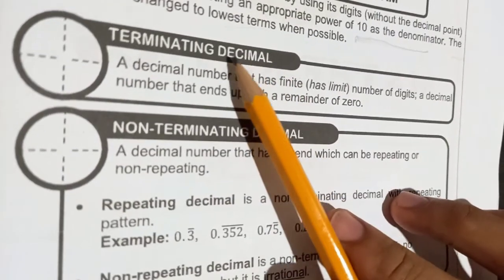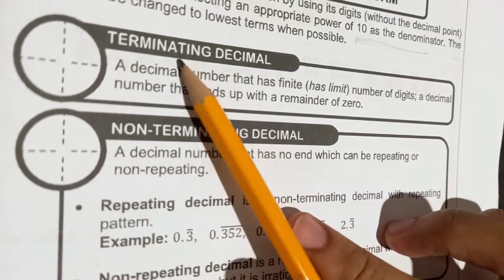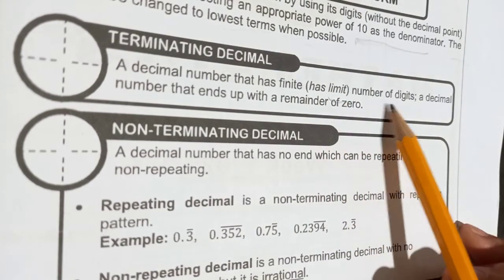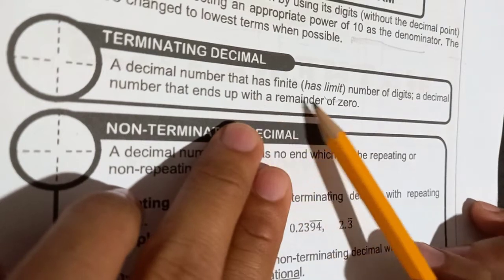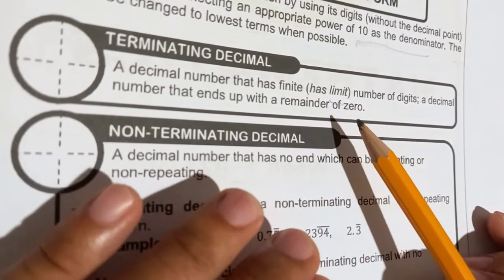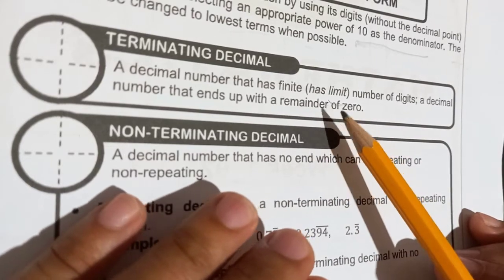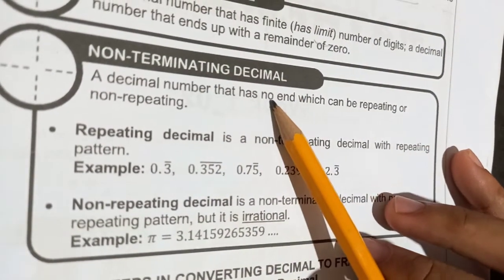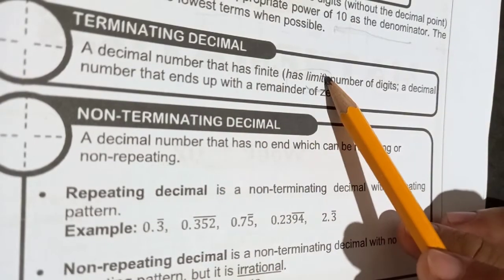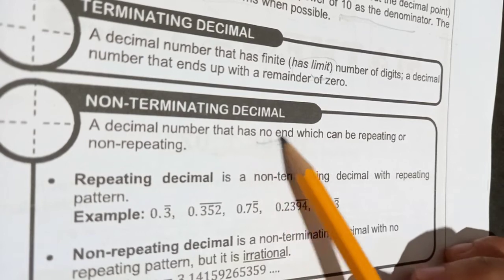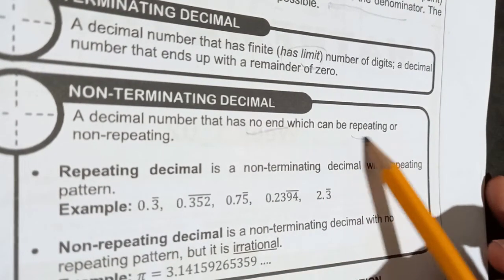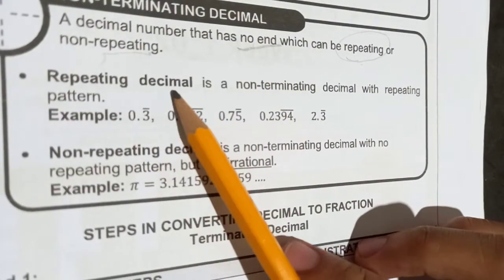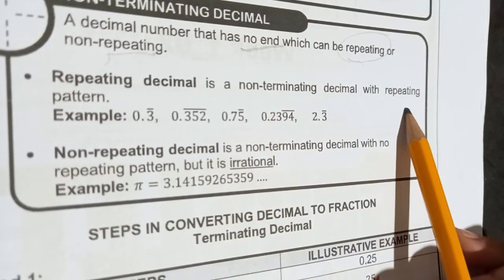There are two kinds of decimal: terminating decimal and non-terminating decimal. A terminating decimal is a decimal number that has a finite number of digits, a limit. It ends up with a remainder of zero, so it has a fixed end. A non-terminating decimal is the opposite: a decimal number that has no end. A terminating decimal has a limit; a non-terminating decimal has no end, no limit, and it can be repeating or non-repeating. A repeating decimal is a non-terminating decimal with a repeating pattern.